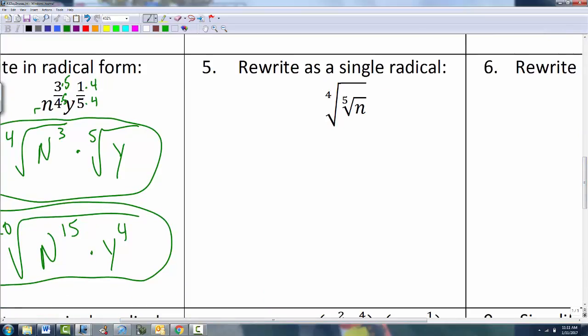I think both classes we were very similar in where we ended up here. Just read your directions. So this is trying to say rewrite this as a single radical. Well, I did get through this with second hour. I think this was the last one.